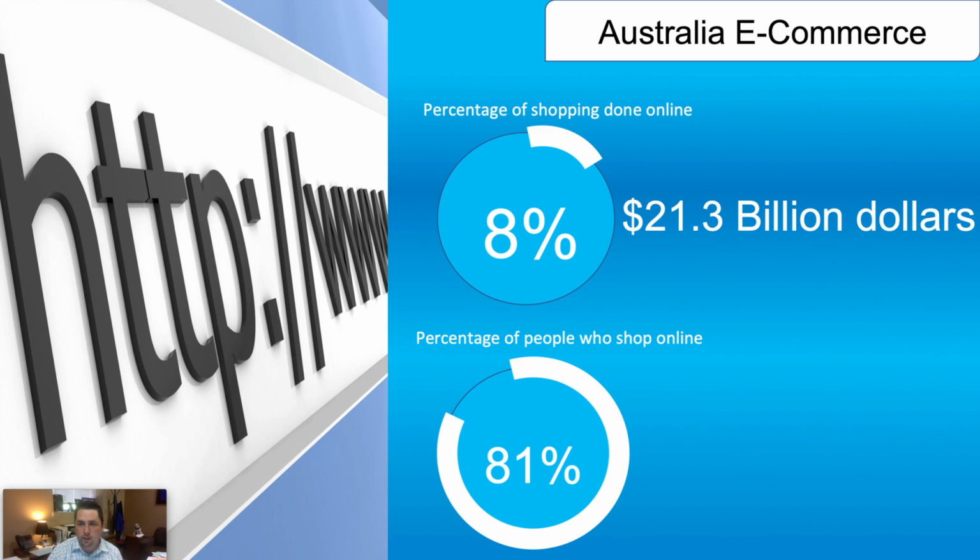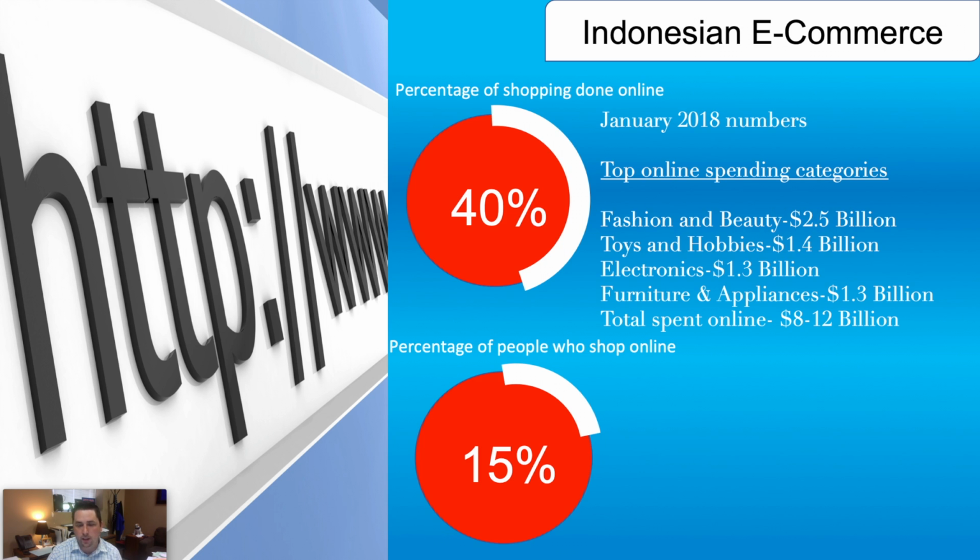So what does that mean to e-commerce? Well, in Australia, $21.3 billion is spent online. Only 8% of their shopping is done online, however, though. 81% of their population shops online. You take a look at Indonesia, we talked about only 50% of their population uses the internet. Only 15% of them shop online when they're using the internet. 40% of their total shopping happens online. We talked about the fact that they love fashion and beauty, $2.5 billion spent online there.